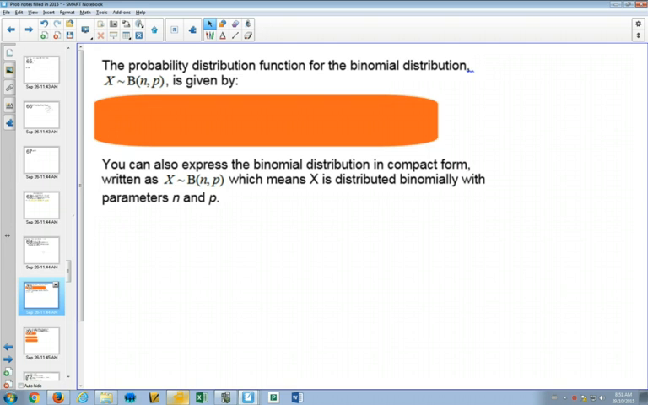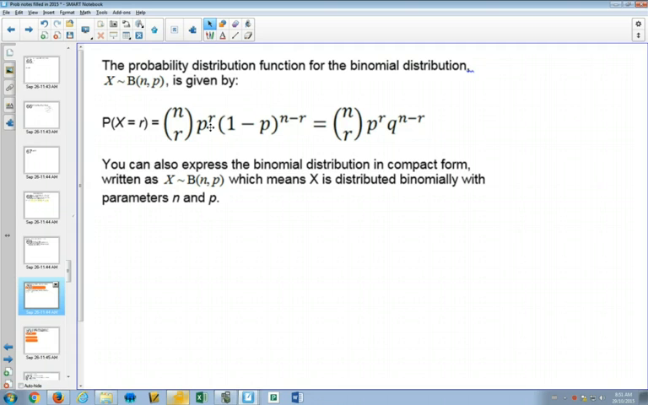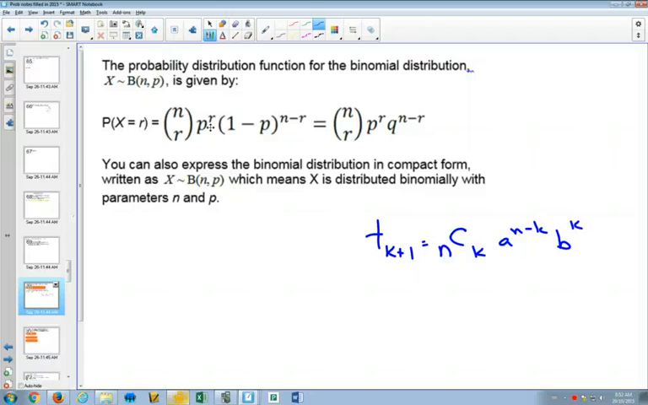So an interesting thing happens as a result. We get this wonderful formula, and you've seen it before. Do you know where you've seen it before? No, that's okay, because the notation's a little bit different. Oh, you do see it, yes. Like last year we sort of had the t sub k plus 1 equals n choose k, a to the n minus k, b to the k, right? And that was for a binomial expansion.